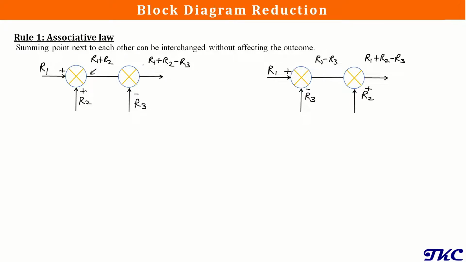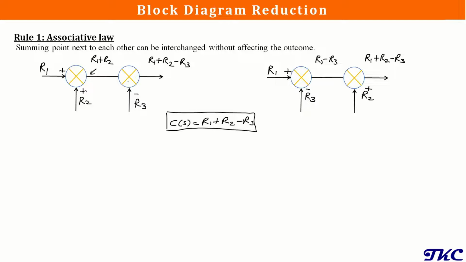Now you can check that the output is the same. In both cases you are getting the same output. Whenever you are trying to replace one thing with another in a block diagram, it should give the same output. So here also we are getting the same output, that is C(s) is equal to R1 plus R2 minus R3. This is the associative law, which states that if you have two summing points next to each other, you can interchange them and that is not going to affect your output. You will have the same output.